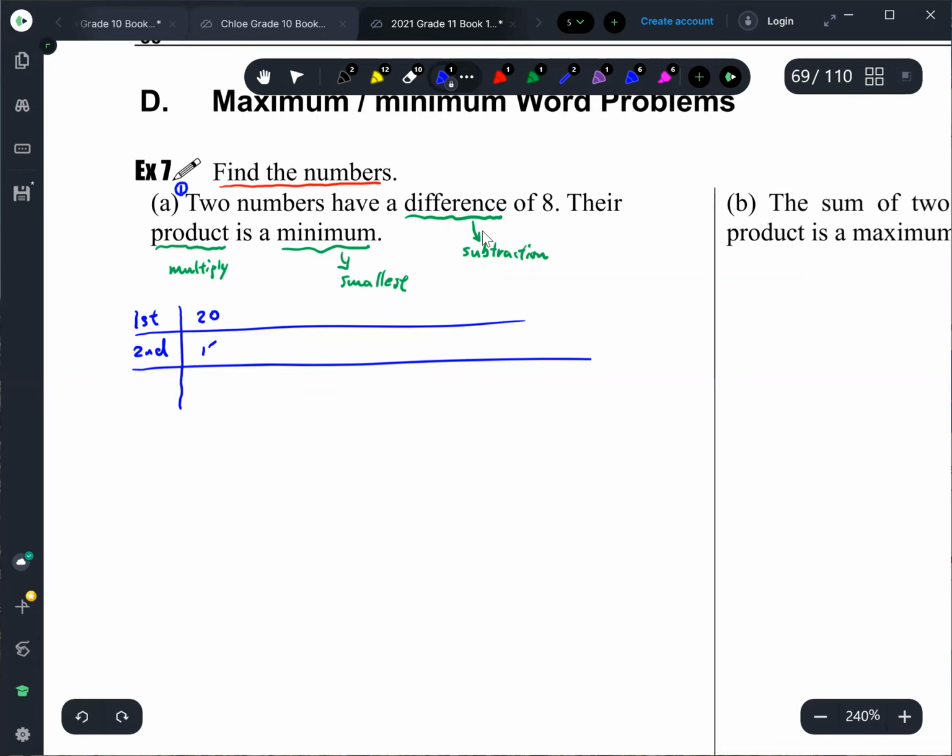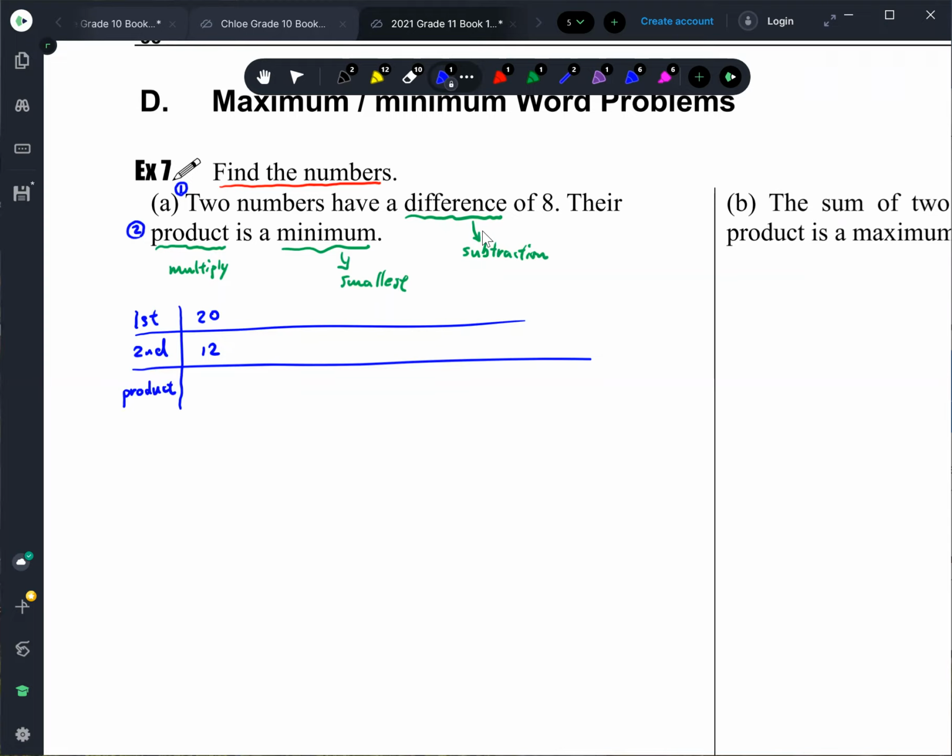The second condition is we want their product to be minimum. What does product mean? Multiply. Okay, so let's get their product. Can you tell us the product for the two numbers you chose? Is it 240? Okay, so 240. Right now we have 240. Can we find other pairs of numbers so the product is smaller? Because we want to get it as small as possible.